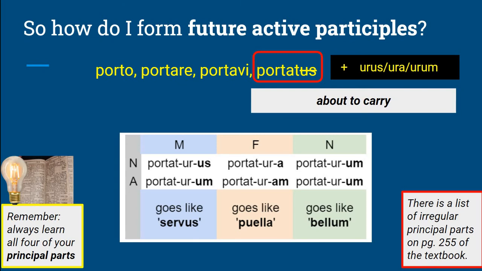And that will of course translate to about to carry. So in the masculine we'll get portaturus, and that's going to follow the exact same noun endings as servus. Portatura in the feminine, again will go like puella, and portaturum in the neuter will go just like bellum. Again, if you've learnt your endings in the past, you're all set to do this with very little effort.